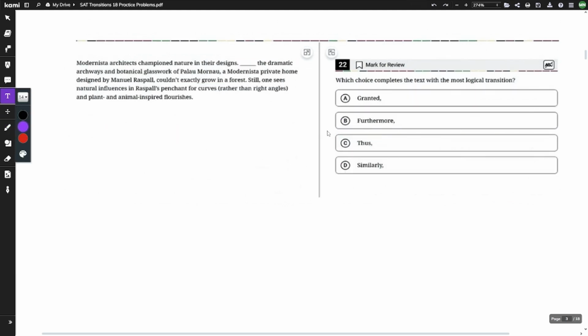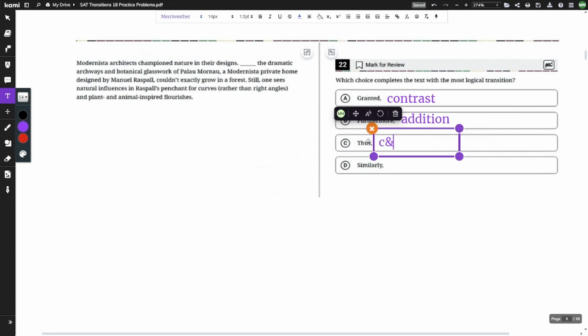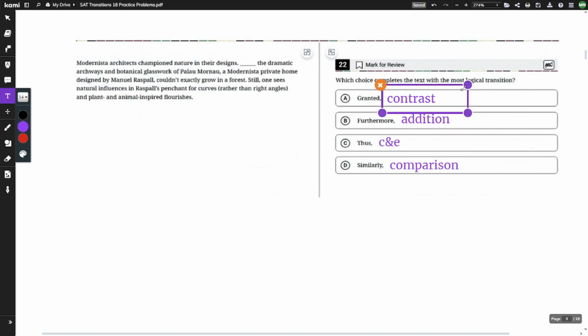Question number 3, let's look at our answer choices and see what categories they belong to. We have granted here, which means the exact same thing as however, so it is contrast. Then we have furthermore, which is addition, thus, cause and effect, and similarly, comparison. So unfortunately, none of these have the same category, so we can't cross anything out.